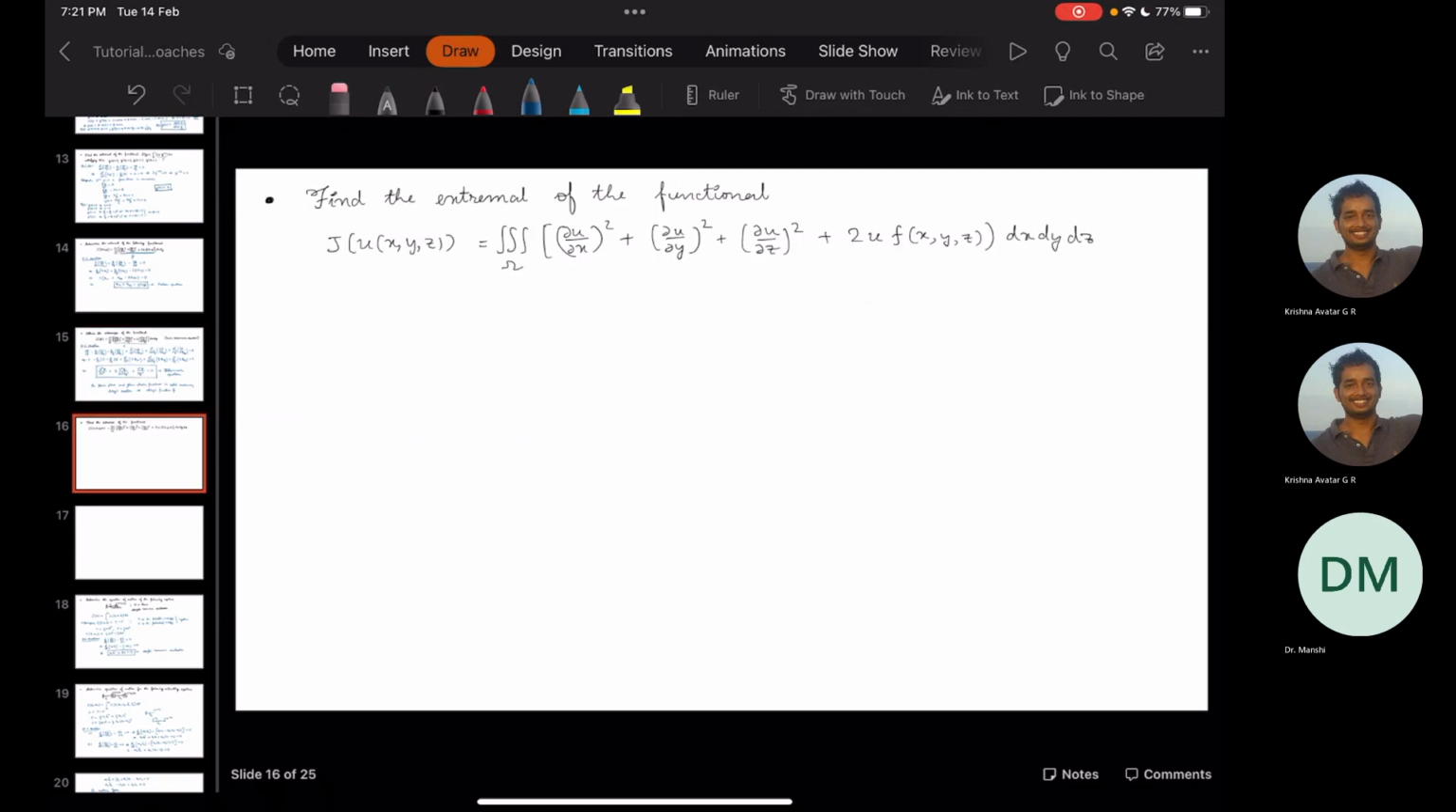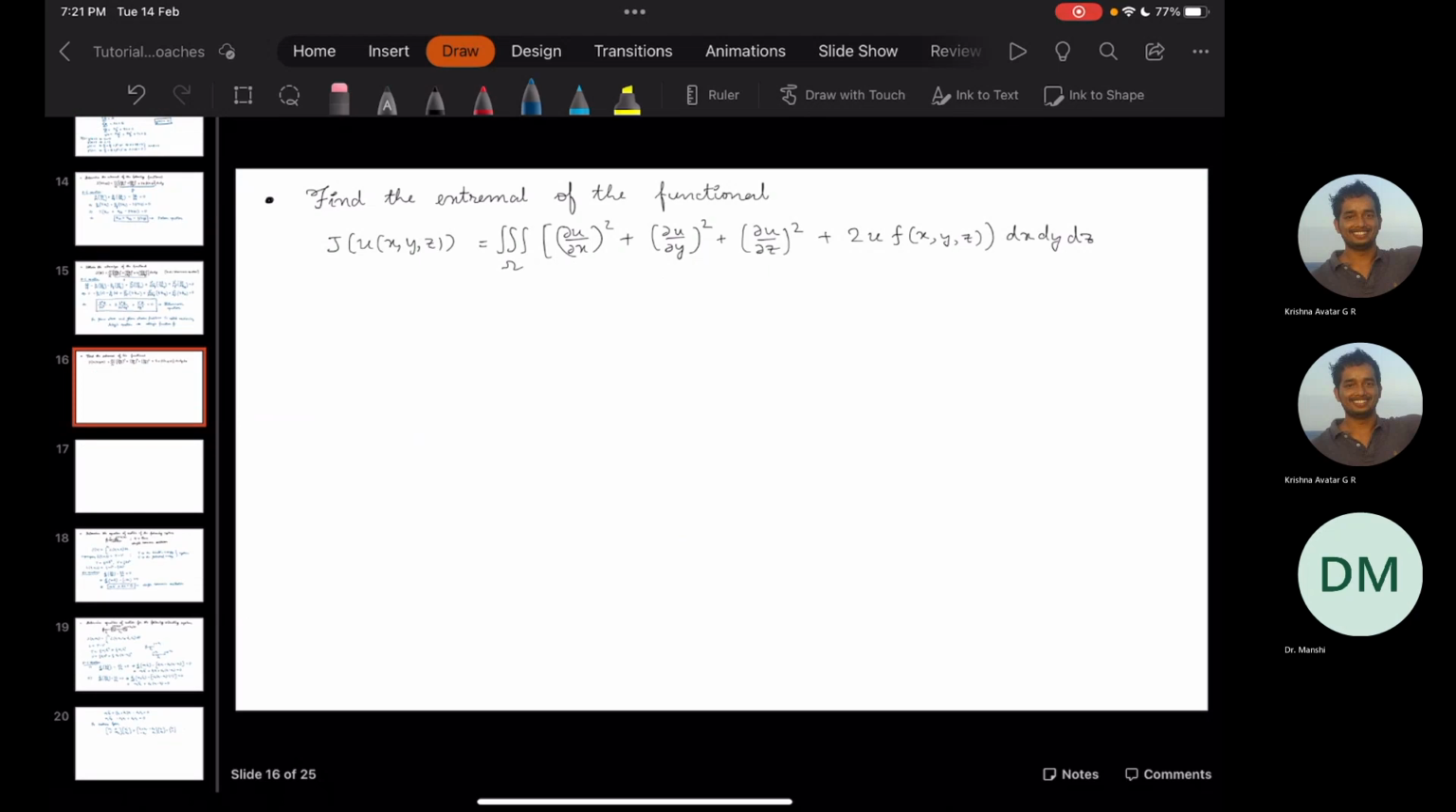Now let's come to another problem in this series. This problem is of determining the extremal of the functional J of u as a function of x, y, z. This is defined over a domain omega. How many independent variables are here? Three, which are x, y, and z. And there is just one dependent variable, which is u, isn't it?